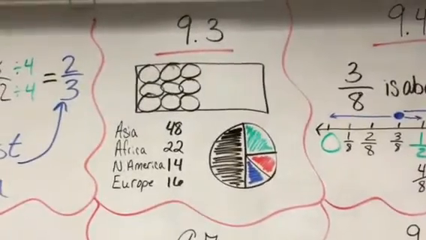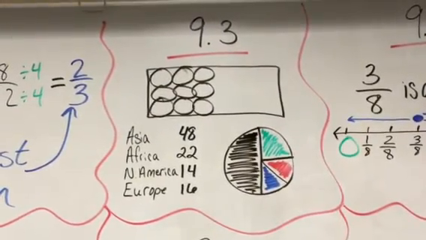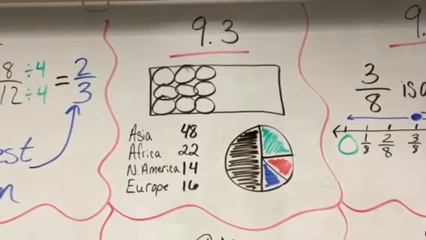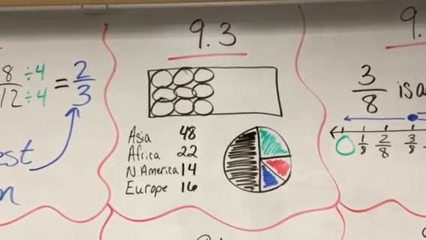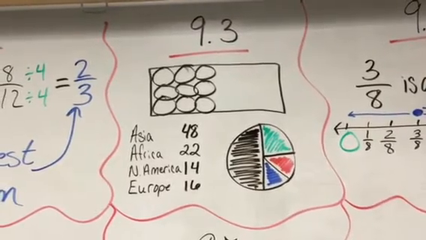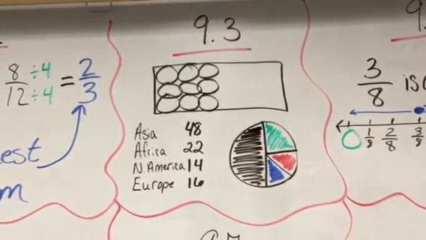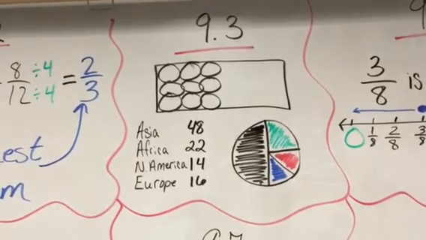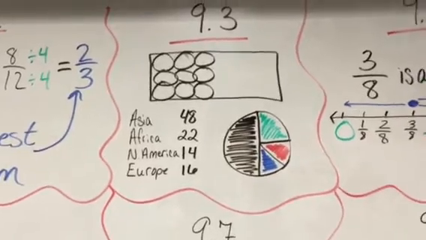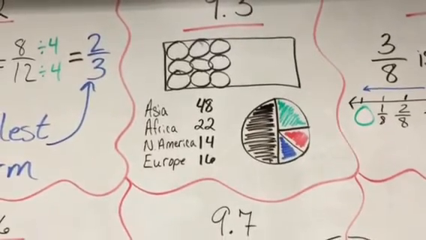Moving on to 9.3. 9.3 was a little tricky and a little confusing for some of us, so I really want you to focus on this. All it's asking is about how much of that rectangle is filled up by circles. And just by looking at it, it looks like about half. If you look at the information underneath, that might give you a little better explanation of it.